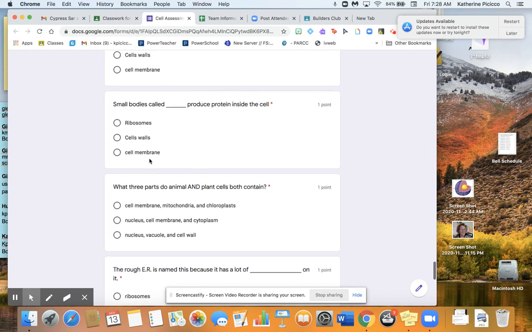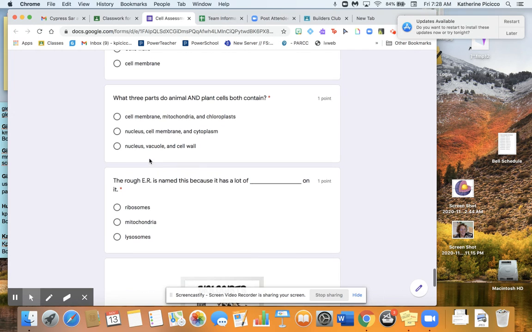Okay, you're doing so great. Let's do a couple more questions. Here we go. What three parts do animal and plant cells contain? So these three organelles are in plants and animals. Cell membrane, mitochondria and chloroplasts, nucleus, cell membrane, and cytoplasm, or nucleus, vacuole, and cell wall. Which three are in the plant and animal cells?